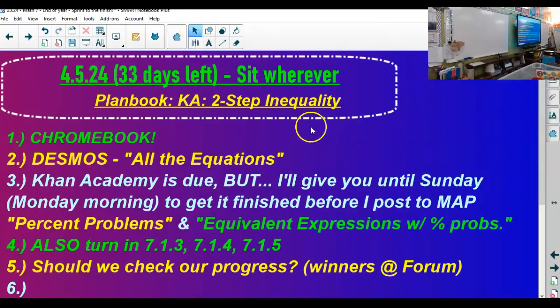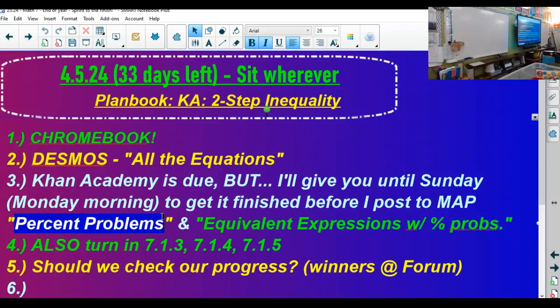Hey friends, reminder just to post it up here one more time. What's due are the percent problems activity and equivalent expressions with percent problems. Those two are what need done and are going to go into math. But the other ones that are there, you can do those also. I need to push those due dates into next week, because right now they look like Sunday, Monday, Tuesday. I'm going to change those due dates. They'll be due next week.